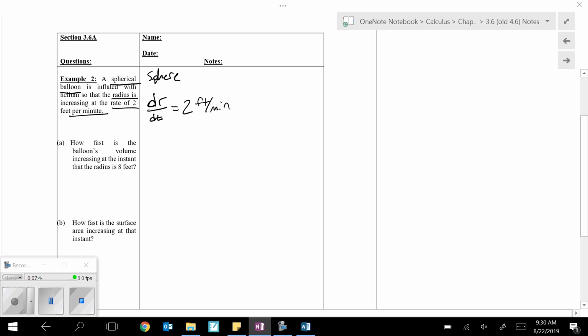And then we've got 2 questions here. How fast is the balloon's volume increasing at the instant that the radius is 8 feet? So when r equals 8, how is the volume changing? And since it says how is the volume changing, I'm looking for dV/dt.